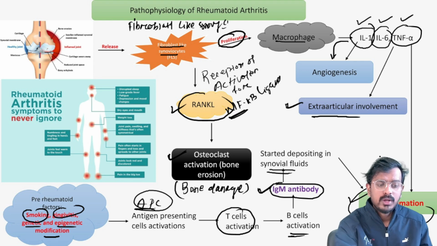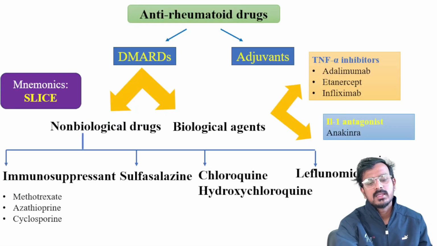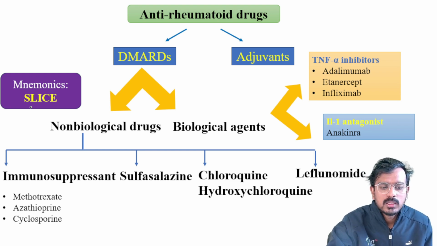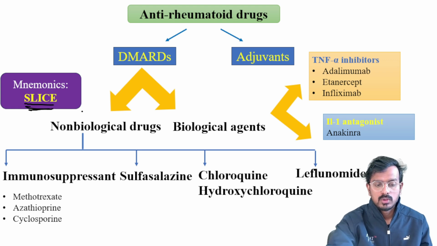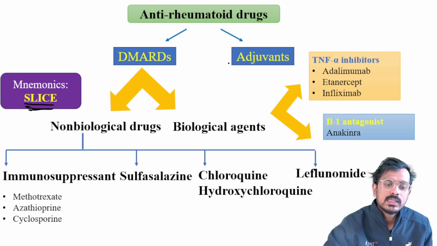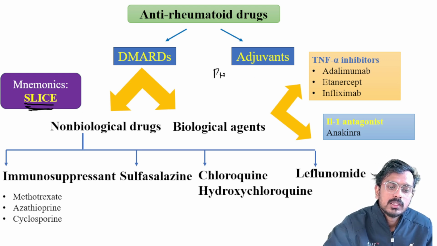So how will you treat it? You will treat it with the anti-rheumatoid class of drugs. To remember this class, you have to simply remember the mnemonic SLICE. There are two classes of drugs: one is your DMARDs, another one is your adjuvant. Adjuvant means additional drugs like your prednisolone, your glucocorticoid.